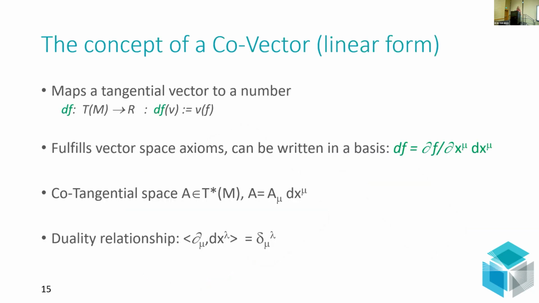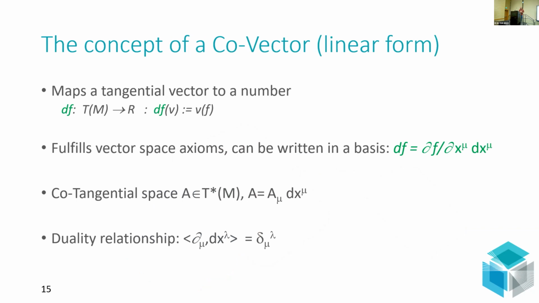Then differential geometry also defines the concept of a covector. A covector is a map of a vector to a number. So it's basically a dual. It is defined by applying a function to a vector. This function is then the covector. It also, like the derivative, fulfills the vector space axioms.